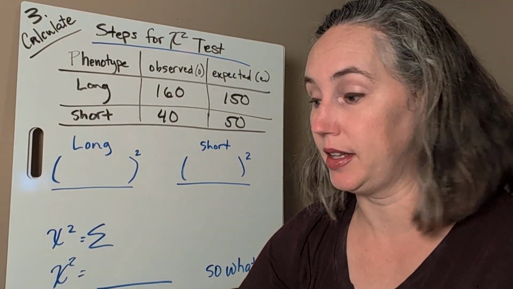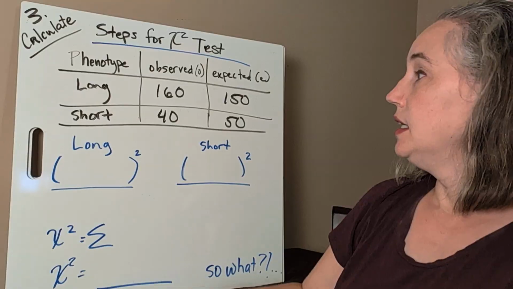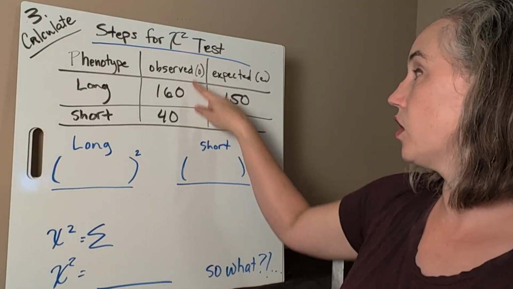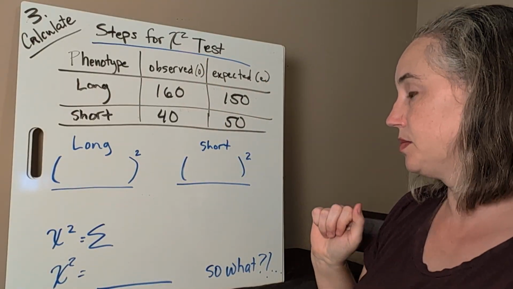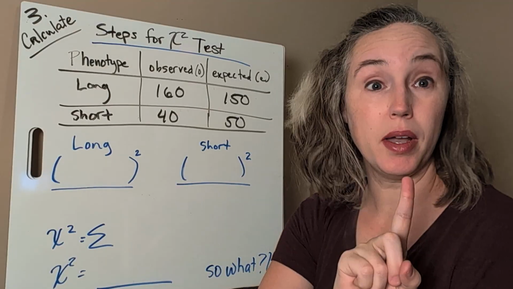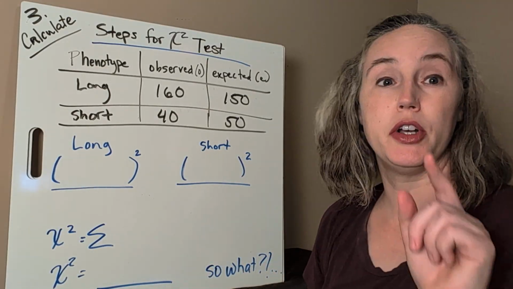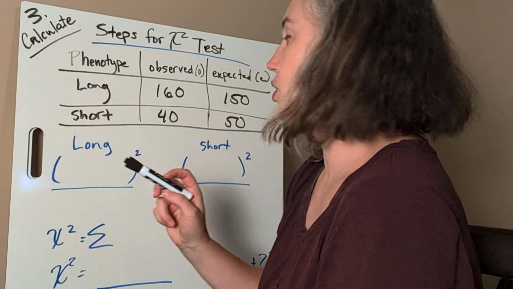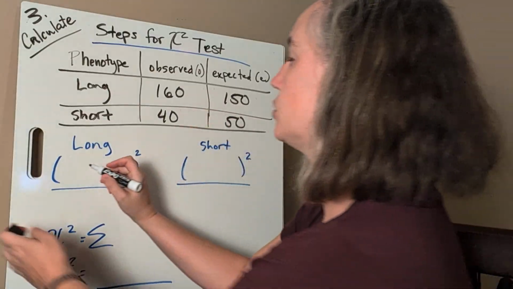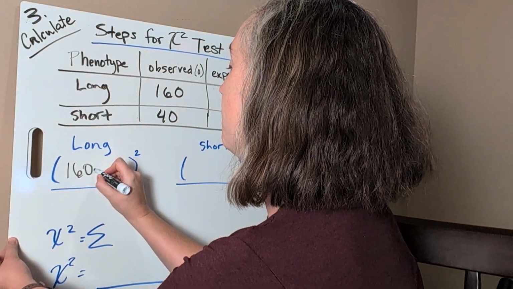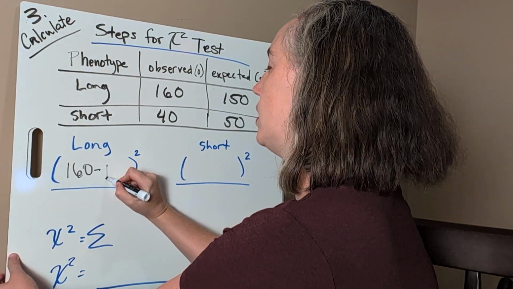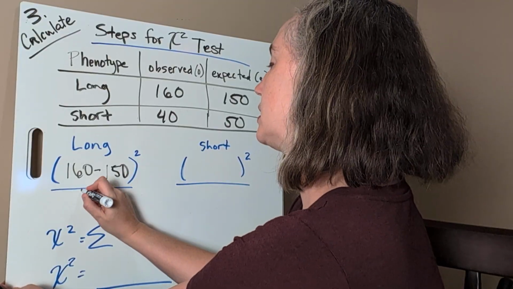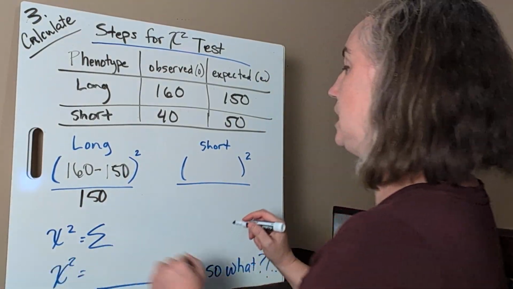Now it's time to calculate. Here I just have a little chart where we have our phenotypes, long and short, our observed numbers, and our expected numbers. So I'm going to look at my formula sheet and remember that I'm going to do observed minus expected squared over expected. So for long, my observed number is 160 minus my expected number, 150, squared divided by my expected number, also 150.